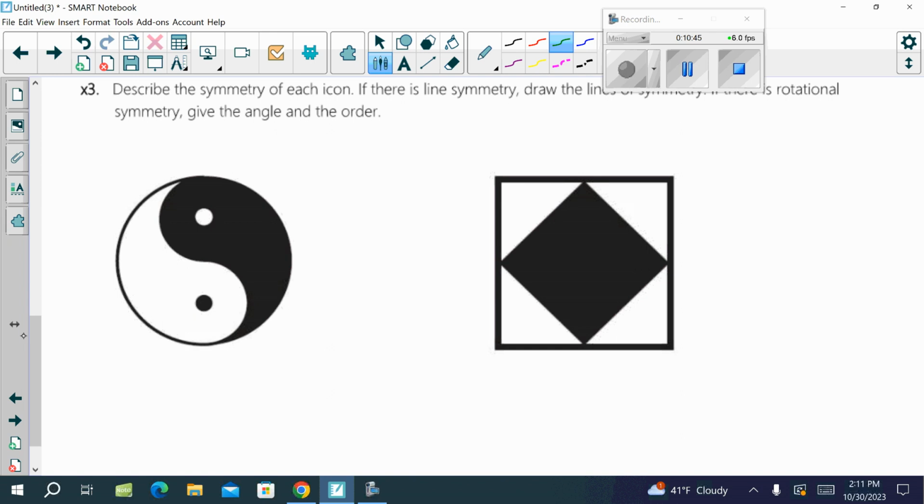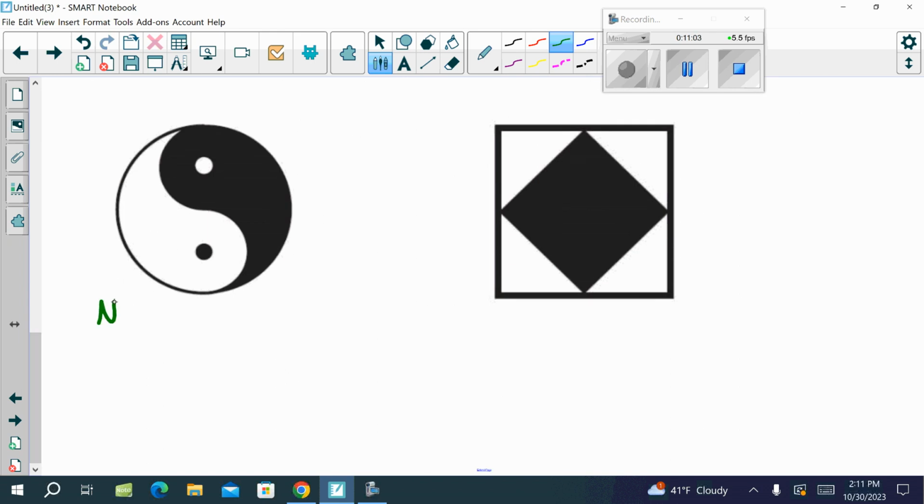What about rotational symmetry? No. Why not? Because it's different colors. Right, the colors won't allow it to look the same until it's all the way back to the beginning. Does that make sense? Okay, so we have to state that it's got no line or rotational symmetry.